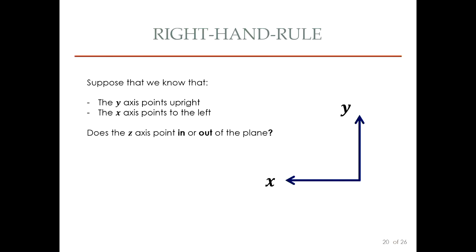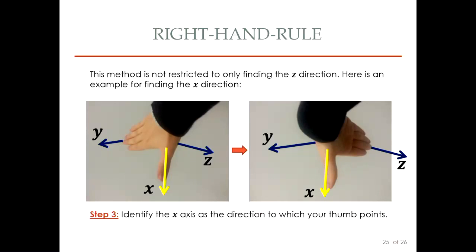Now this is if you see your X and Y. What if you see Y and Z? You do the same thing, but instead of going from X to Y, you go from Y to Z. If you go from Y to Z, your X will be pointing out. Like that, from Y to Z.